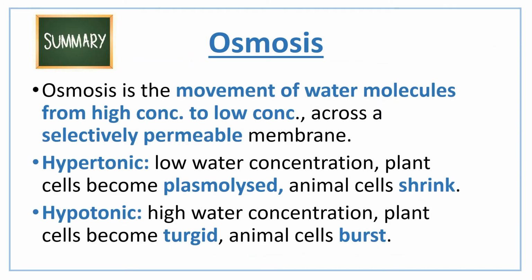So to quickly summarise all of that, osmosis is the movement of water molecules from high concentration to low concentration across a selectively permeable membrane. Hypertonic means low water concentration, and the plant cells will become plasmolysed and animal cells will shrink. Hypotonic means that it is high water concentration, plant cells will become turgid, and animal cells will burst.